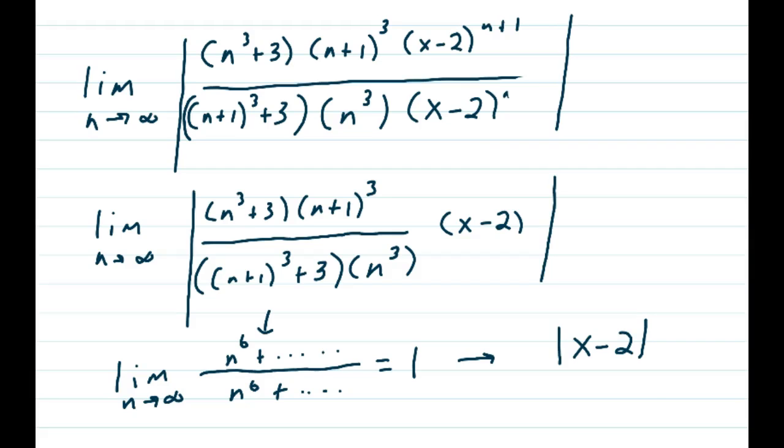On top, you have n cubed plus 3 and (n plus 1) quantity cubed, but the highest power of n you'll ever get on top will be n to the 6th. Likewise, on the bottom, (n plus 1) cubed plus 3 times n cubed, if you look at the highest powers, you'll get n to the 6th plus, again, lower powers. This limit, then, is the coefficients of the n to the 6th on top and bottom. You get 1. Which then leads us to the absolute value of just x minus 2.